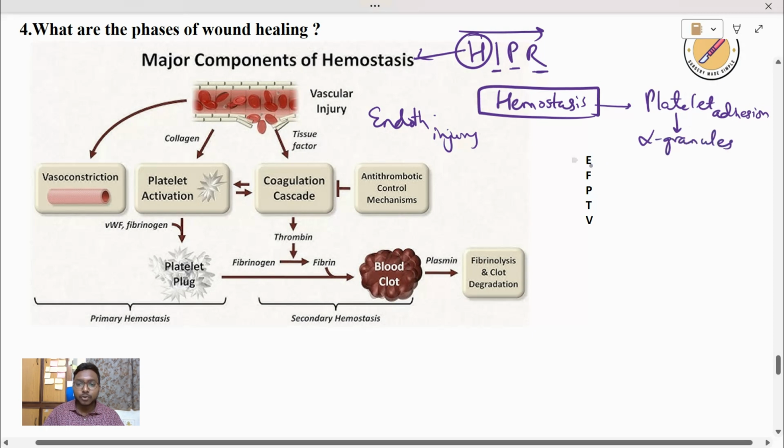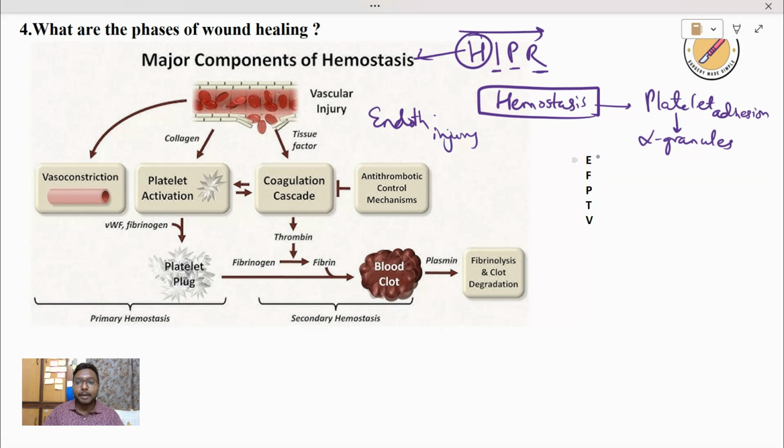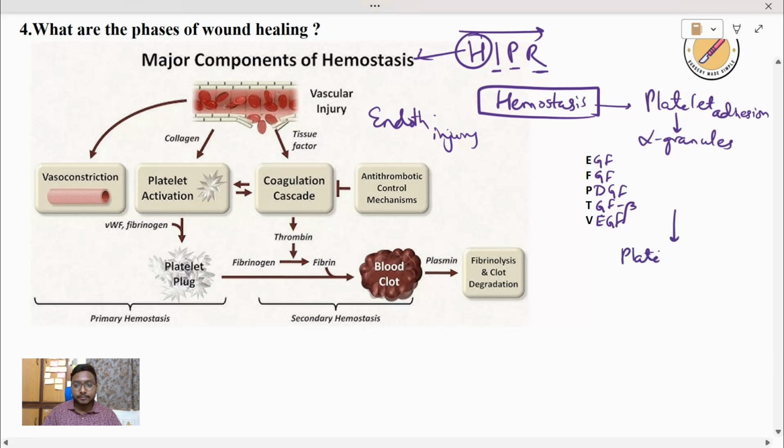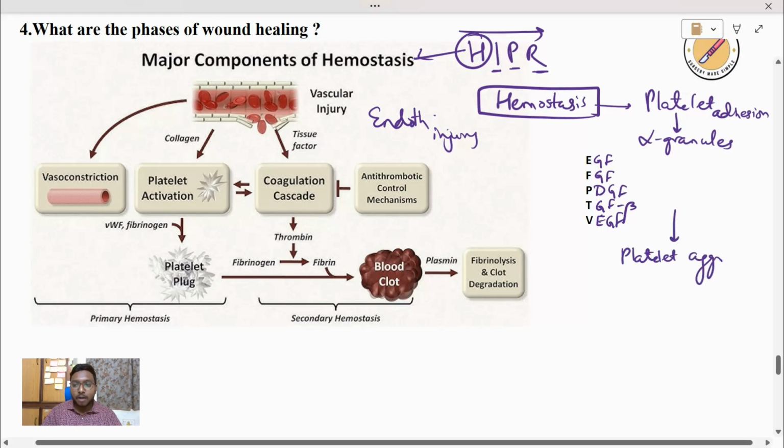These alpha granules contain so many important cytokines and growth factors like epidermal growth factor and fibroblastic growth factor, then platelet derived growth factor, TGF beta, and vascular endothelial growth factor. Okay, so these are the important cytokines we have. All will increase the collagen deposition at that particular area. Also, after the adhesion, there will be platelet aggregation.